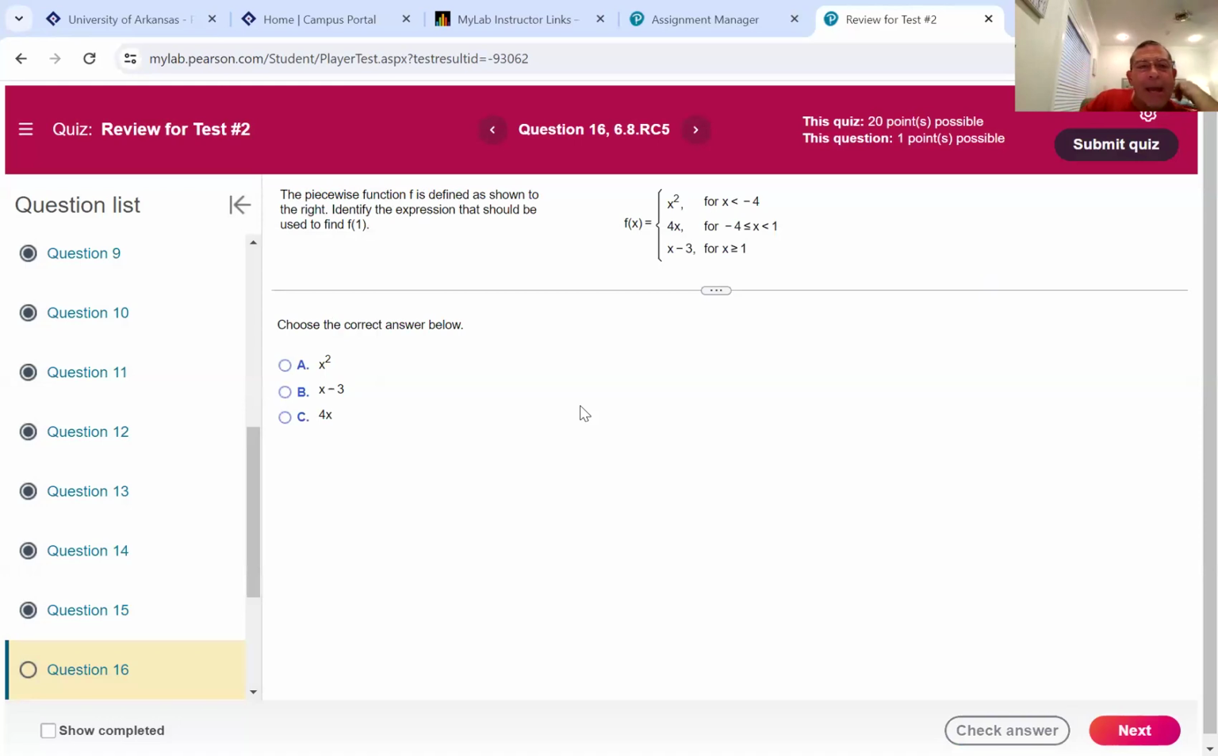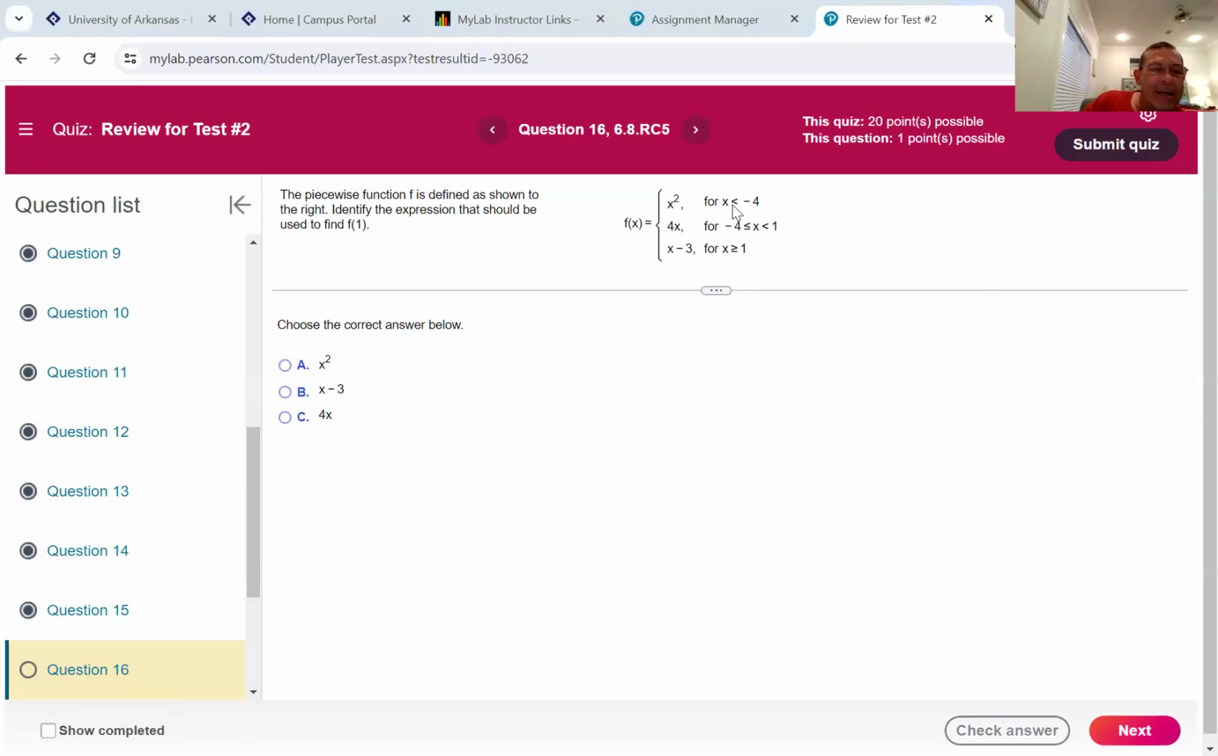All right, y'all, this ain't bad. This one here. They want to know which one of them 3 equations, x squared, 4x, or x minus 3, would I use to find f of 1? Well, y'all, they got my domain up here. They told me if I use the x squared equation, x has to be less than -4.